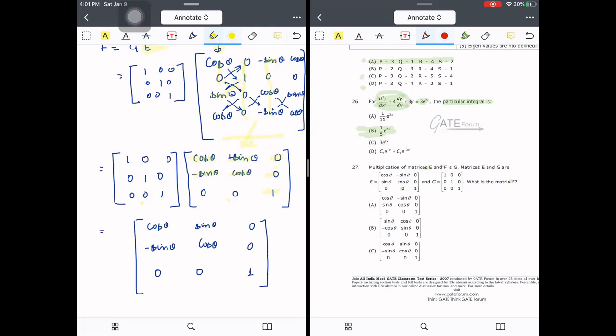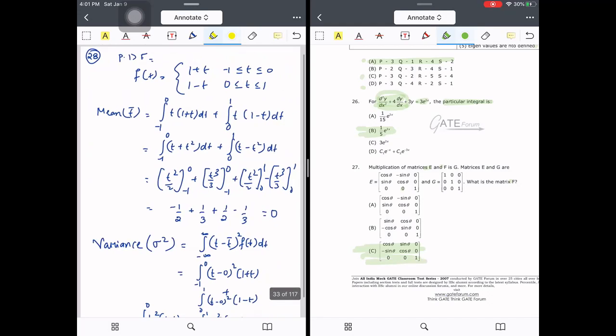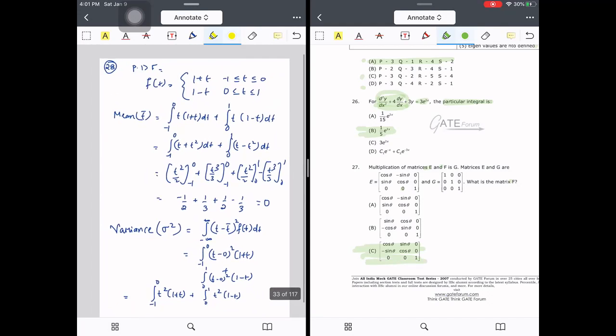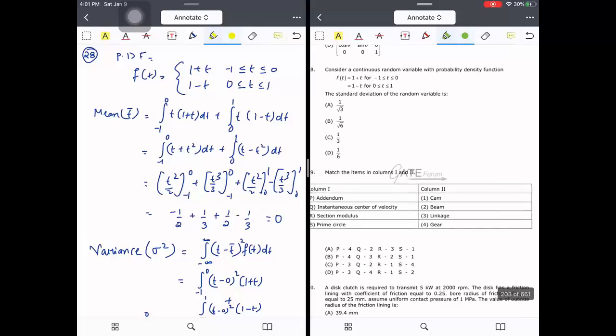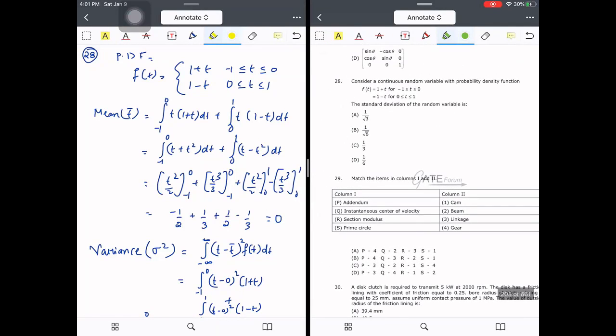Now this is a simple matrix multiplication, and once you multiply, I think this is the identity matrix, right? Identity matrix multiplied by any matrix is the matrix itself. Therefore the answer for this will be cos theta, sin theta, minus sin theta, cos theta. This will be my answer. Option C is the answer.